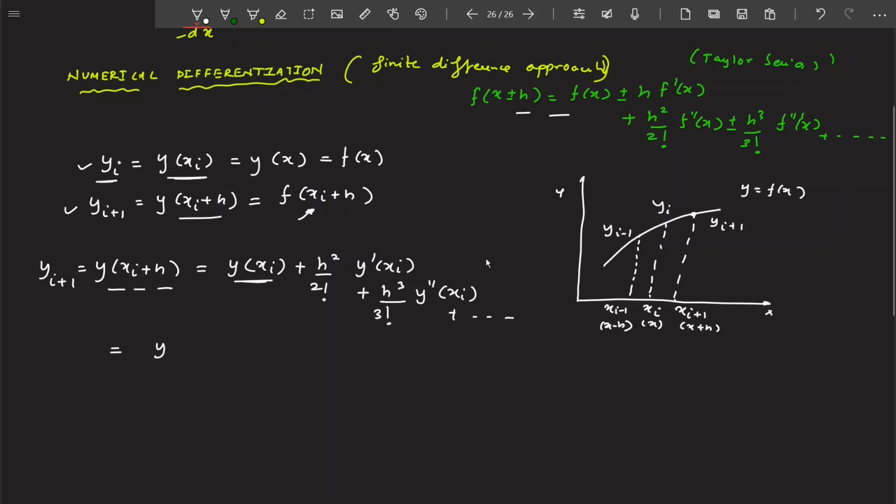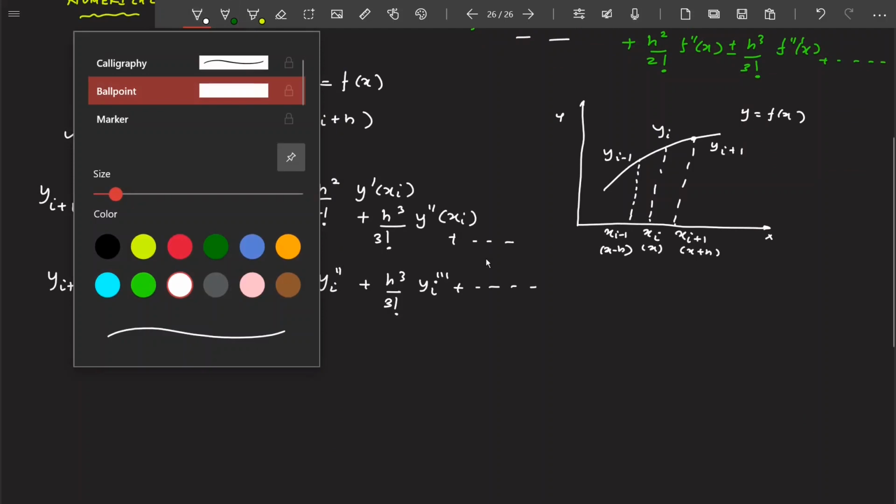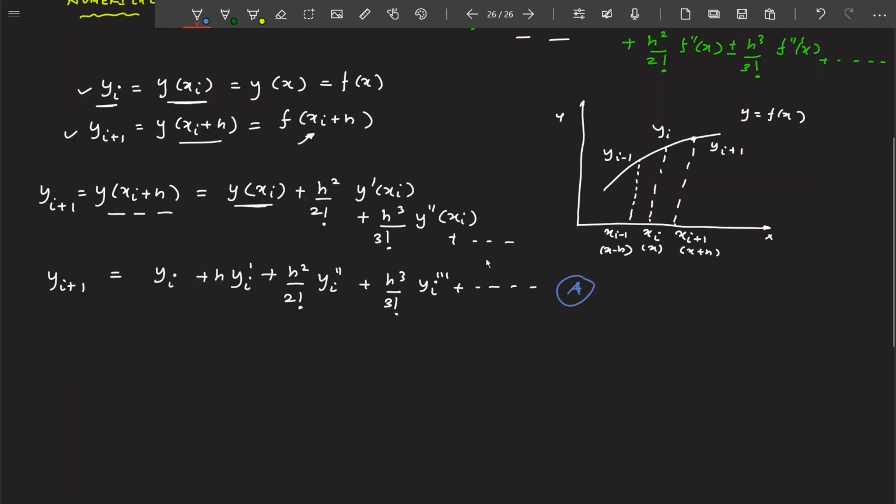So if we rewrite this, this is nothing but y i, and this is going to be h y i dash, this is going to be h square divided by 2 factorial y i double dash, sorry, this is going to be positive h cube upon 3 factorial y i triple dash and so on. So this is going to be y i plus 1. Let us say that this is your equation number A.